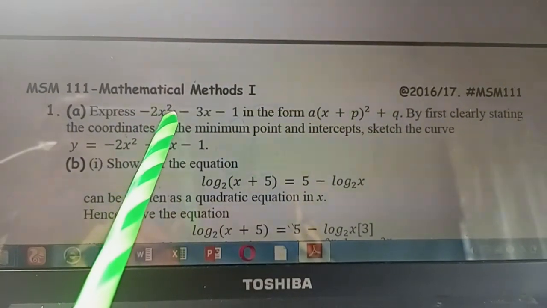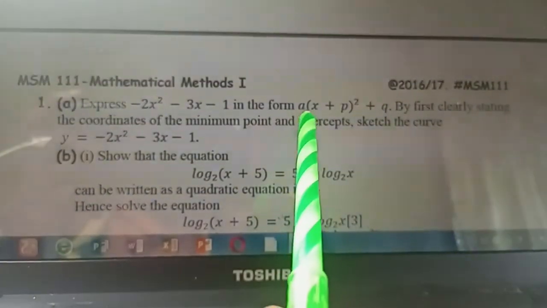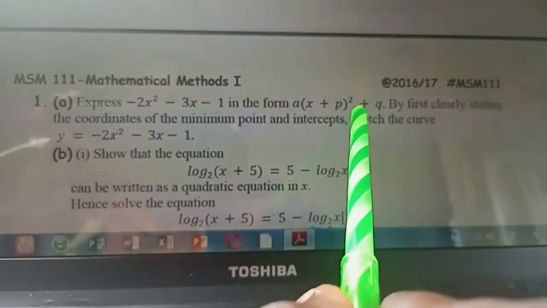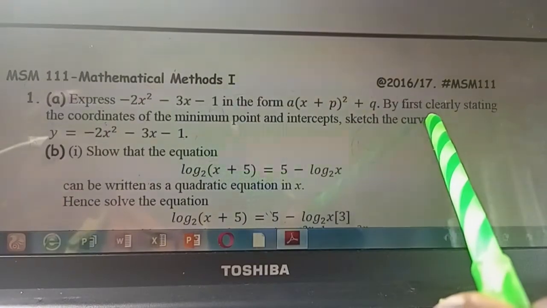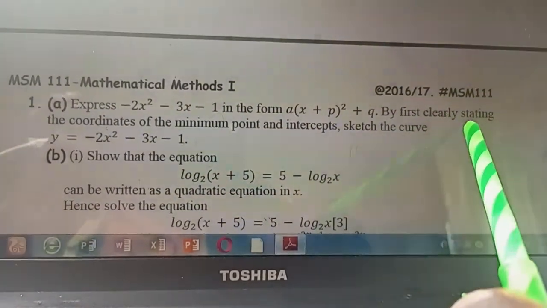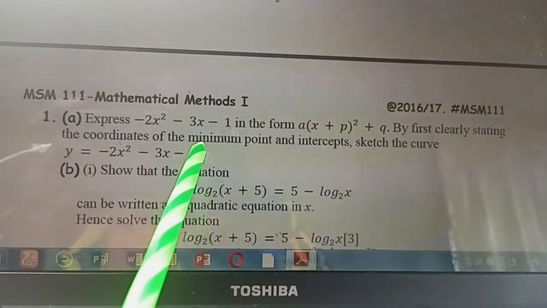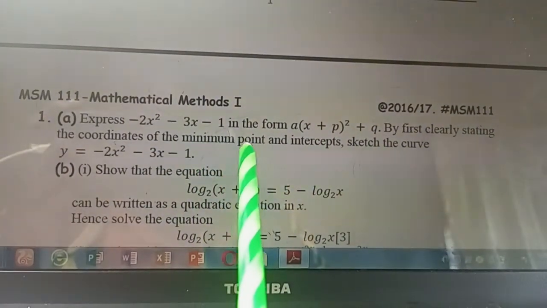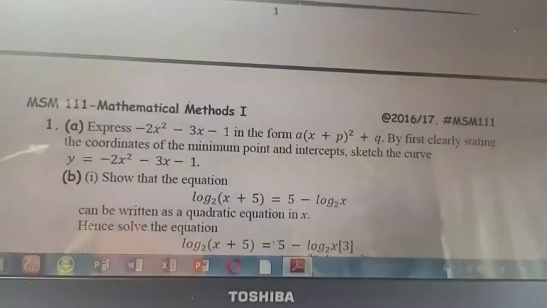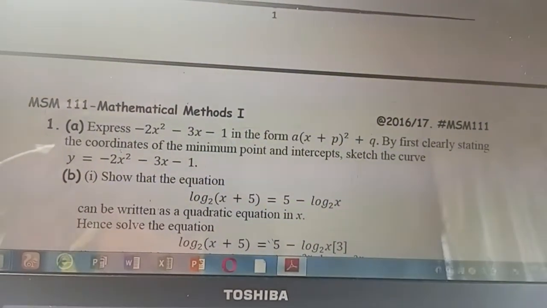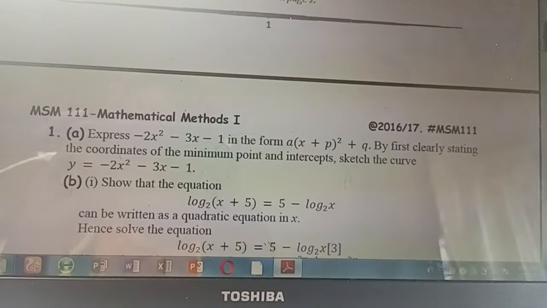Express negative 2x squared minus 3x minus 1 in the form of (ax plus b) to the power of 2 plus q. Then clearly state the coordinates of the minimum point and intercept. Sketch the curve of y is equal to negative 2x squared minus 3x minus 1.